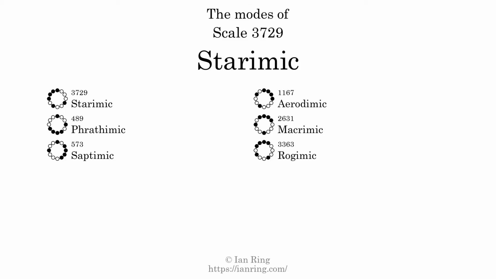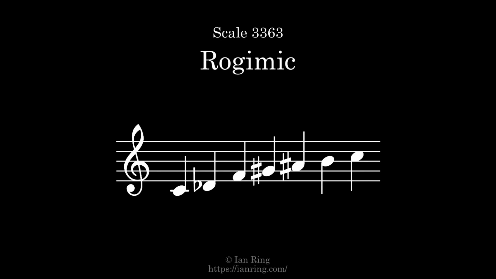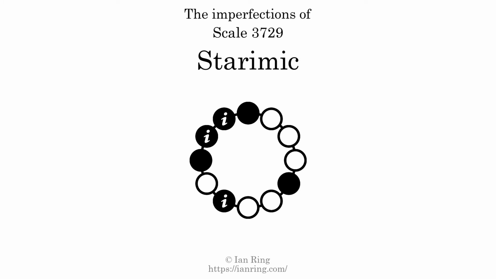The sixth and last mode is scale 3363. Also known as Regimic. It sounds like this. Imperfections are tones that have no tone a perfect fifth interval above them. This scale has 3 imperfections. They are at positions here, here, and here.